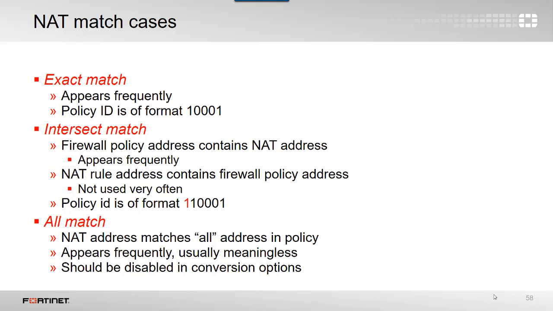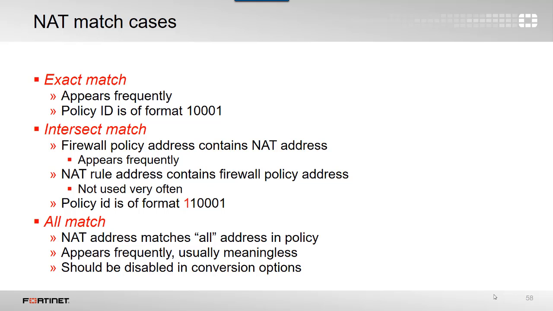There's an exact match, and this happens a lot. Basically, the address in the firewall policy exactly matches the NAT rule. So we just change the rule; we are just applying NAT to it. So the policy ID is still a 5-digit policy ID, for example, 10,001. The other type of match is an intersect match. For example, a firewall policy contains a NAT address, but there are other addresses that aren't NATed, and this also appears frequently.